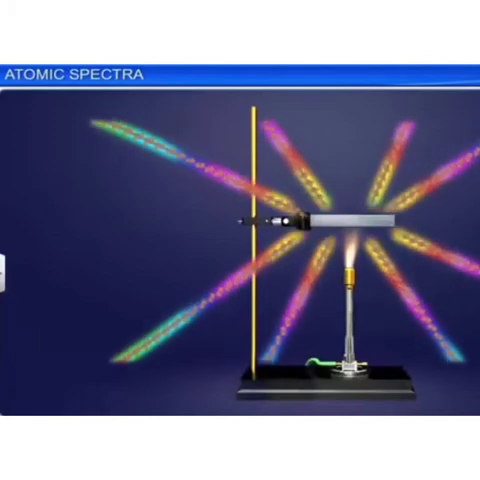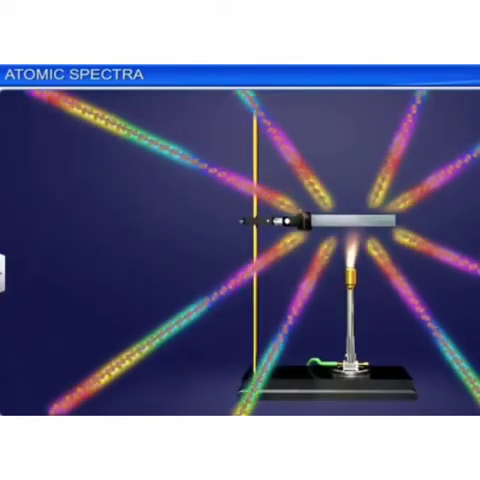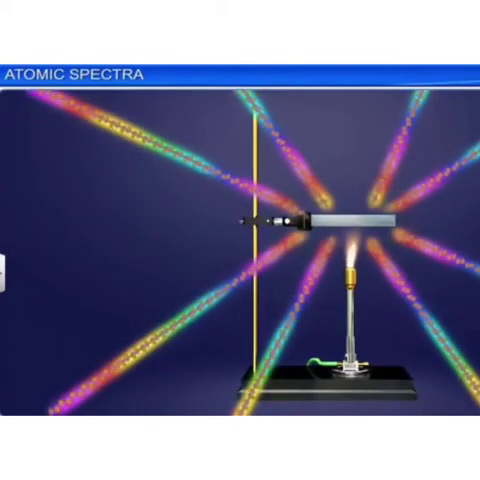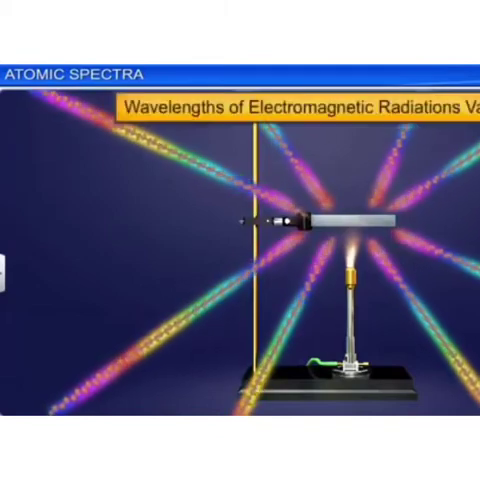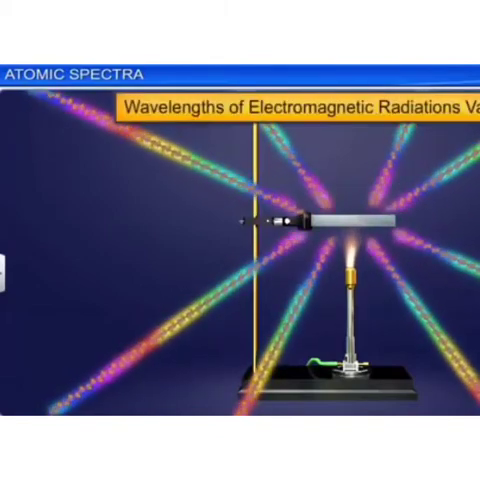When a metallic body is heated, it emits electromagnetic radiation. The radiation may consist of different wavelengths. The electromagnetic radiation may consist of different components having different wavelengths.